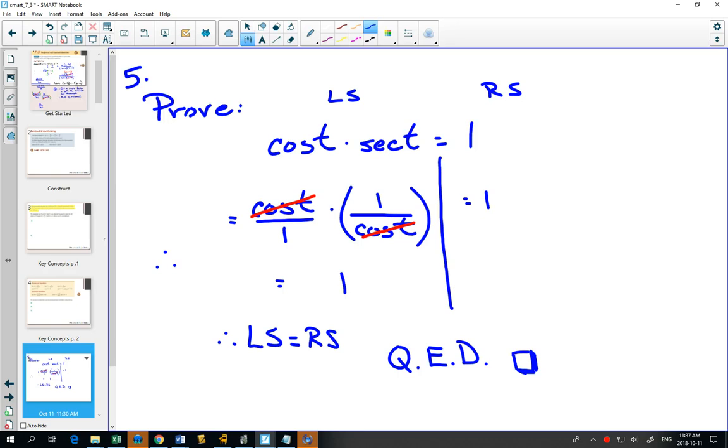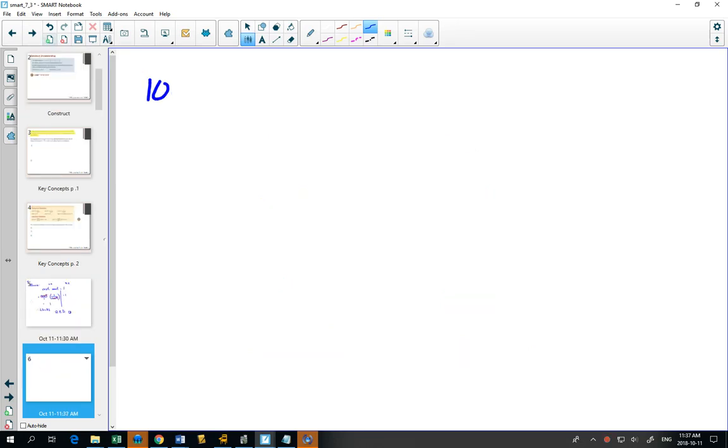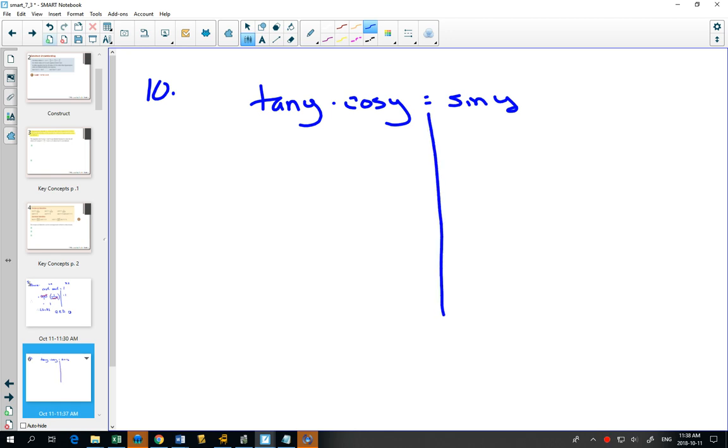So let's do number 10 together, just because it's a little bit more involved. Tan y cos y equals sine y. So this is what we want to prove. We rewrite it, draw our line to separate it. Now, we have choices. We can change things. We can change tan to 1 over cotangent. We can change tan to sine over cos. We can change cos to 1 over secant. We can change sine to 1 over cosecant. We have to choose something to change to.